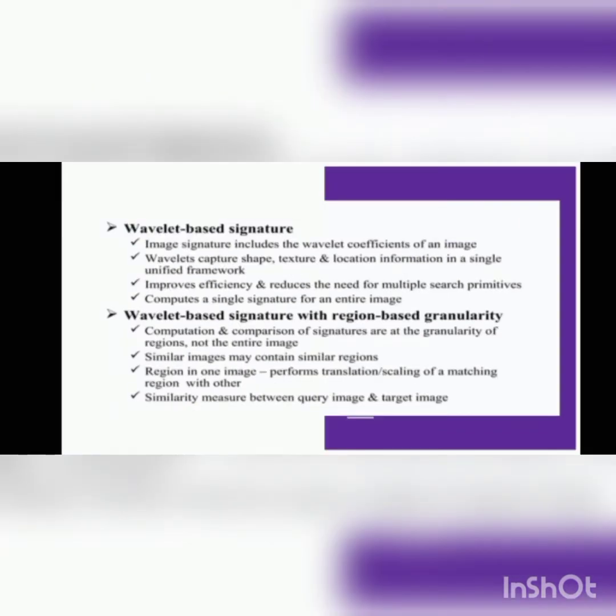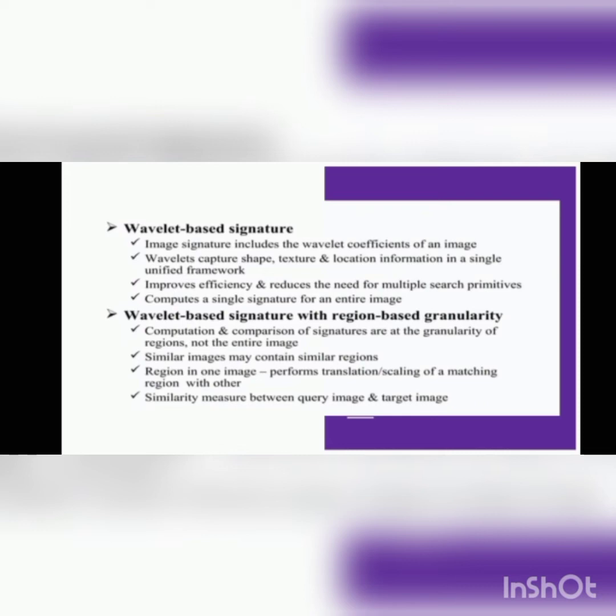Moving on to the next slide, wavelet based signature. It uses the dominant wavelet coefficients of an image as its signature, and these wavelets capture shapes, textures and location information in a single unified framework. It improves efficiency and reduces the need for providing multiple search primitives, and it may also fail to identify images containing similar objects that are in different locations.